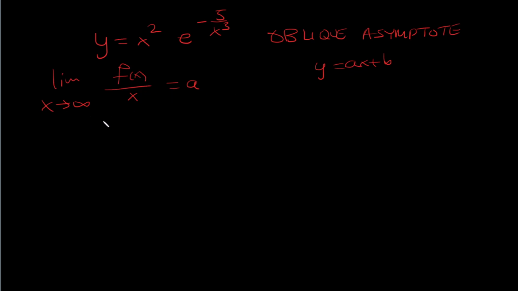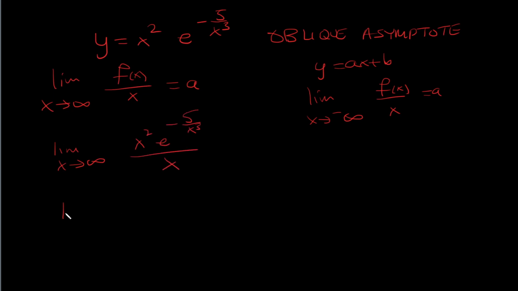And you have to both do positive and negative infinity. So on one hand you do positive infinity, the other hand you do negative infinity. So that's going to be your other oblique asymptote. So let's look at that. Right now we have x squared e to the negative 5 over x cubed all over x. So that's going to be x e to negative 5 over x cubed, which I can also rewrite as just x over e to the 5 over x cubed.